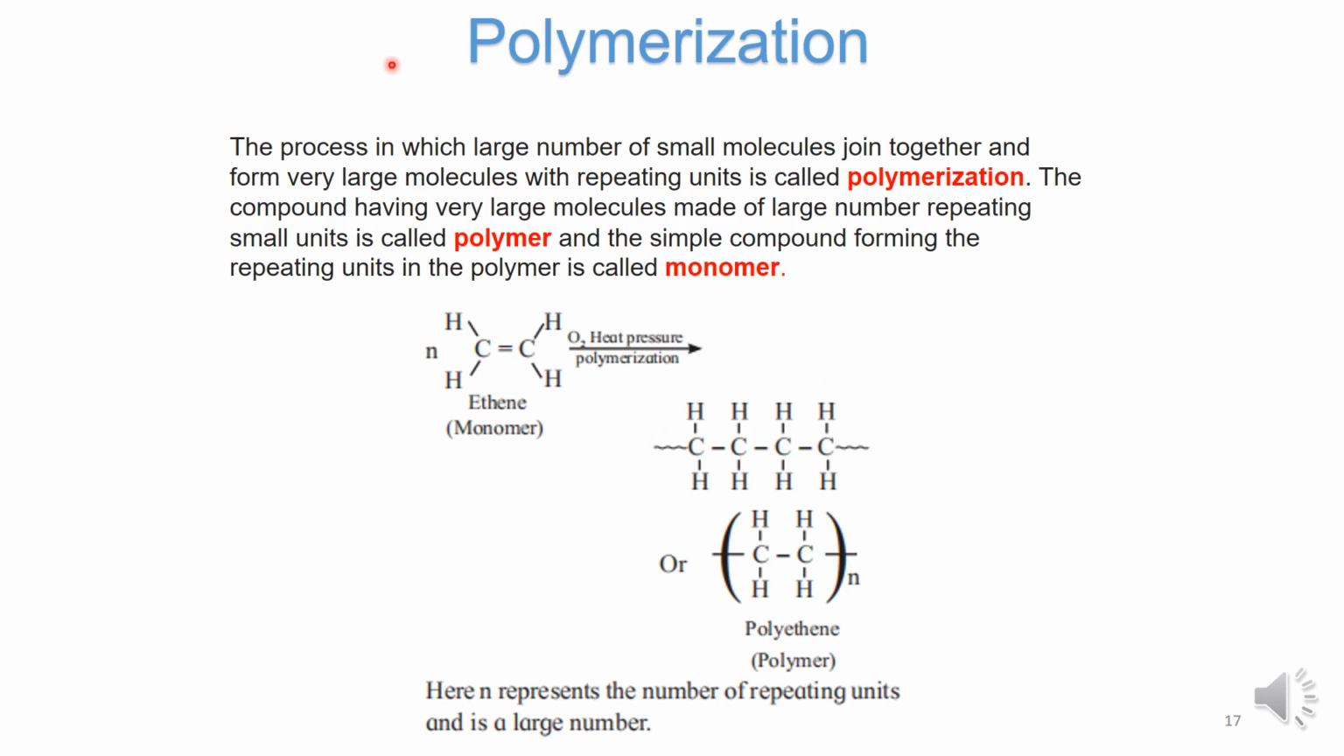Polymerization, another chemical property. Polymerization is the process in which a large number of small molecules join together and form a very large molecule with repeating units. Thus, a compound having large molecules made of a number of repeating small units is called a polymer, and the simple compound forming the repeating units in a polymer is called a monomer. Like ethene undergoing polymerization, you will get polyethene. Ethene is the monomer here and polyethene is the polymer.